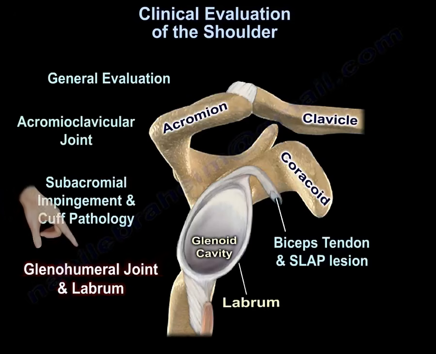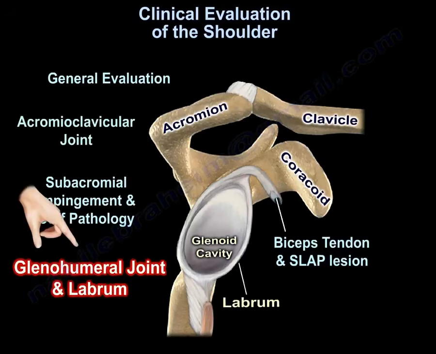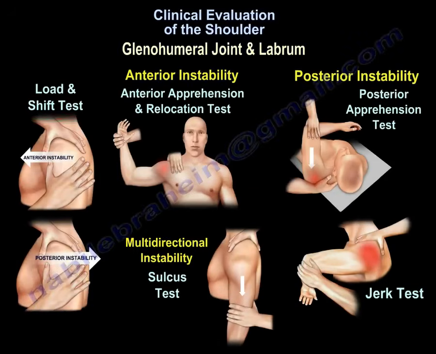How about the glenohumeral joint and labrum? How do we study it? You got the load shift test for instability. You got the anterior apprehension test for anterior instability. You got the posterior apprehension test and the jerk test for posterior instability. And you got the sulcus test for multidirectional instability.